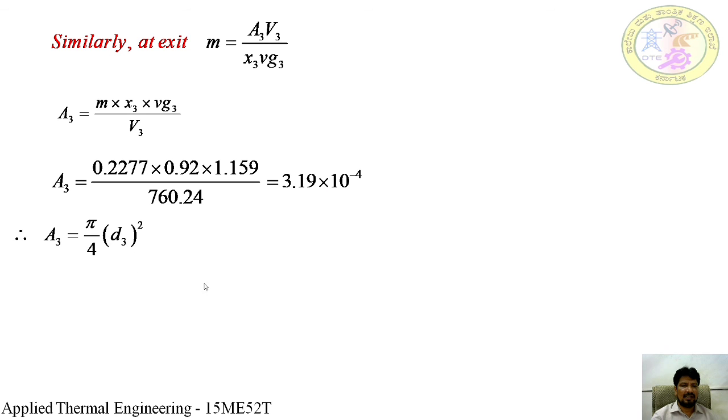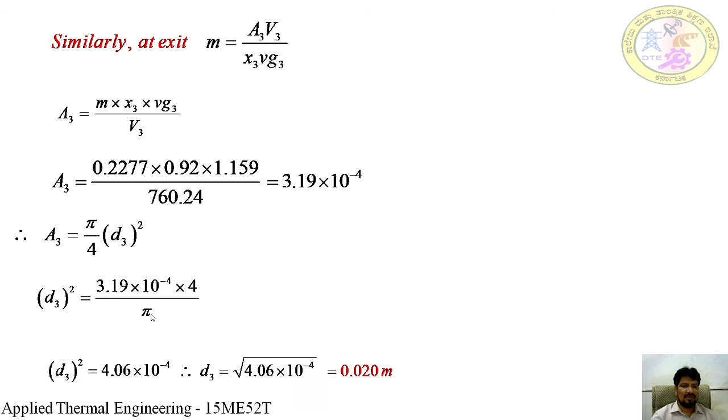Now you find the diameter. We know that area is equal to pi by 4 into d3 square. Therefore d3 is equal to 3.19 into 10 to the power of minus 4, this is the area, into 4 divided by pi. After calculation of this, you will get 0.020 in meter. This is the diameter at the exit of the nozzle.